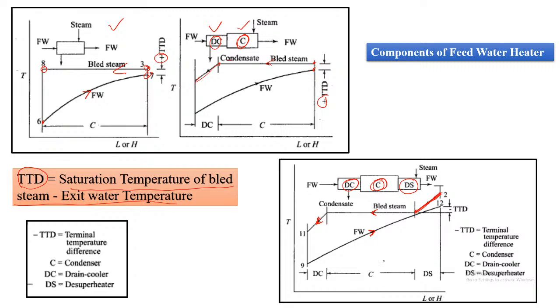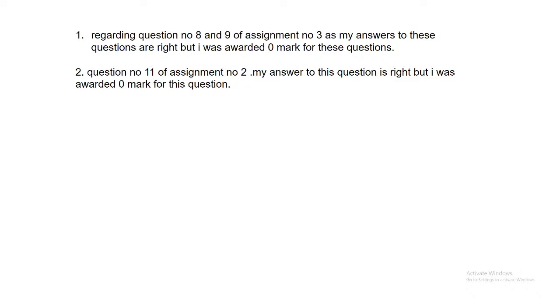But now if we come back to the feed water heater which is at high pressure, the exit temperature is here and the saturation temperature is here. So this is a negative TTD. Okay, so this is how we do the TTD calculation. For calculation of TTD, we use the saturation temperature of the bled steam, and we use the exit water temperature. So we will go to the first slide.